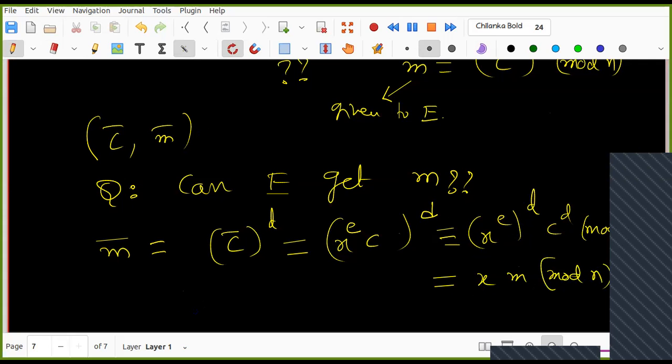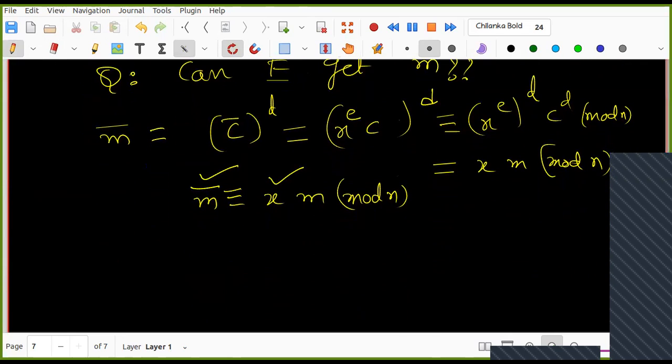Now he has this relation: M bar is congruent to X M modulo N. He knows M bar and he knows X also. Can he get M now? That is the question. So can you tell me what M is now? M is congruent to M bar times X power ED minus A. So he will get M easily from this.